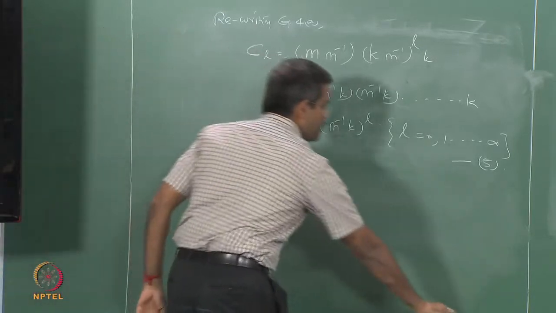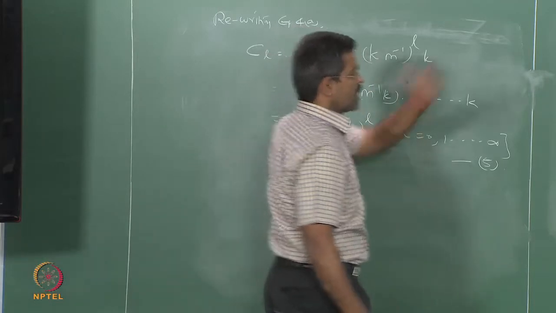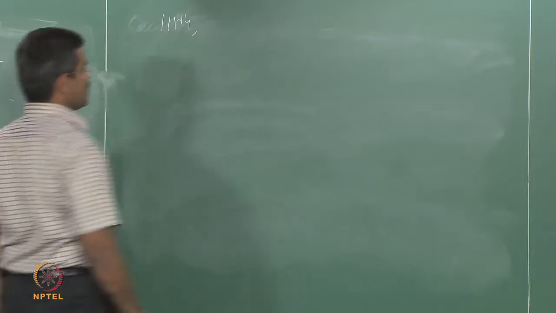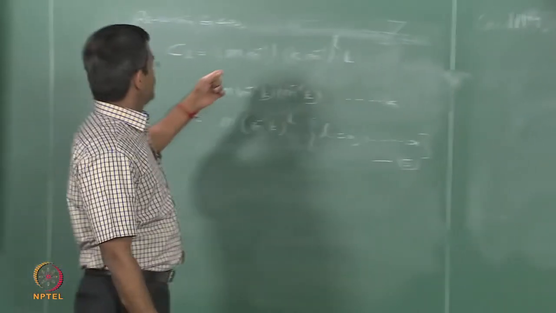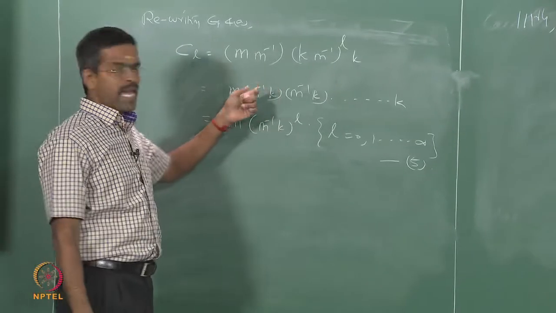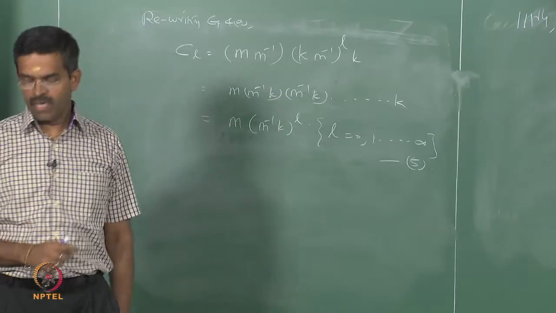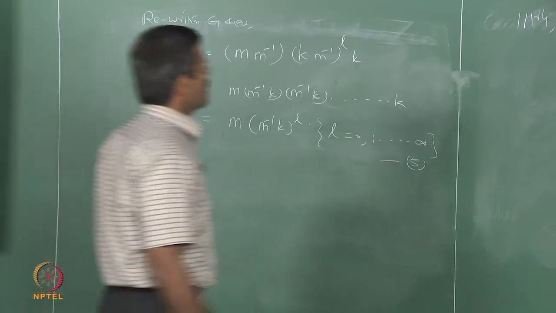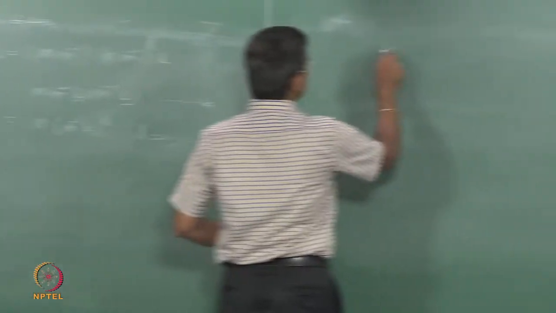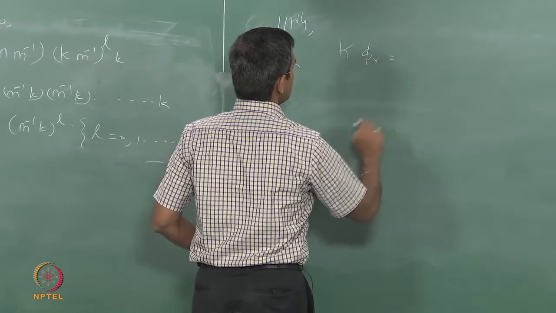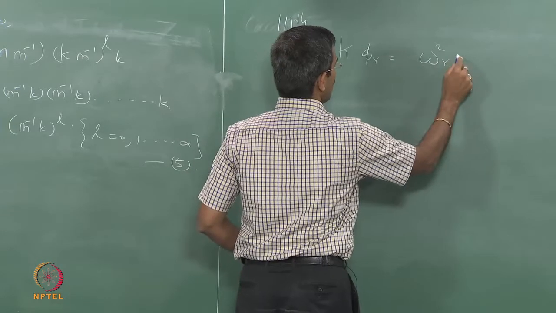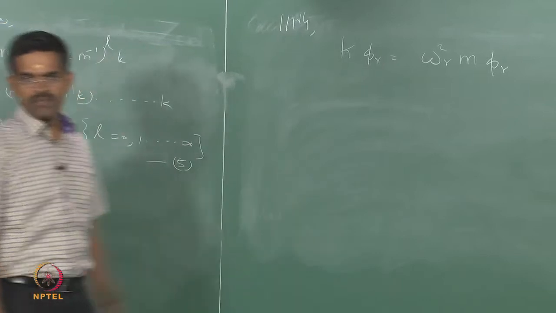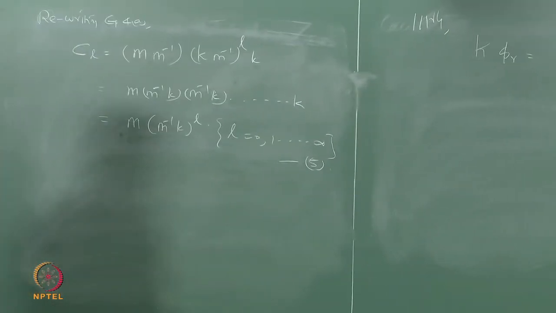Similarly, let us hold this at this level and take another equation. Now we have been working with m and k, I want to work with k and m in a pre-multiplied order. Let us see how we will do that. We started with k phi r is omega square r m phi r. We started with this equation, which is equation number 1.